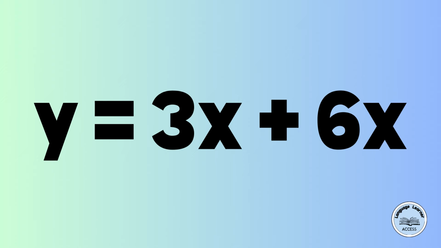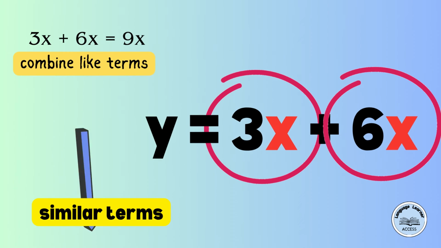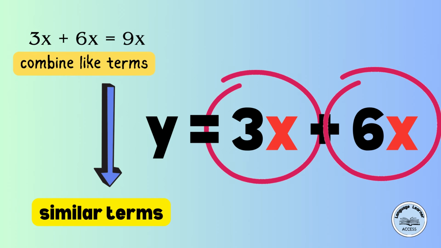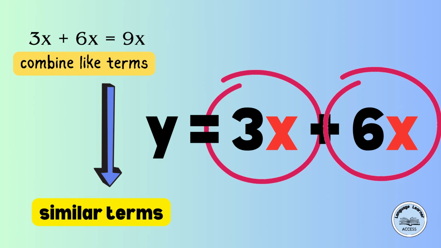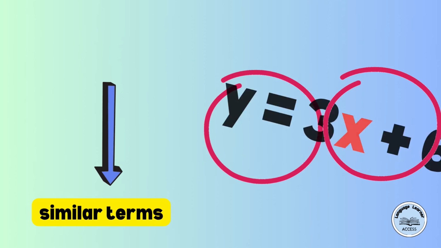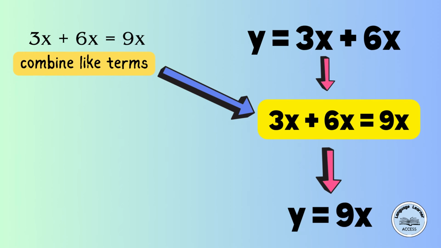Some equations will be more complex and require that we combine like terms. Like terms are similar terms. For example, the terms 3x and 6x are similar in this equation because they both have the same variable x. In this case, we can combine them. So 3x plus 6x equals 9x.